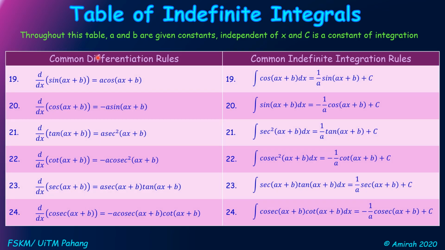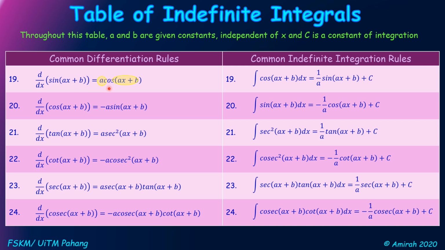Throughout this table, a and b are given constants independent of x, and c is a constant of integration. This is the formula for common differentiation rules for trigonometric functions, and this is the common indefinite integration rules for trigonometric functions. Let's say if the angle is given in terms of a linear function.